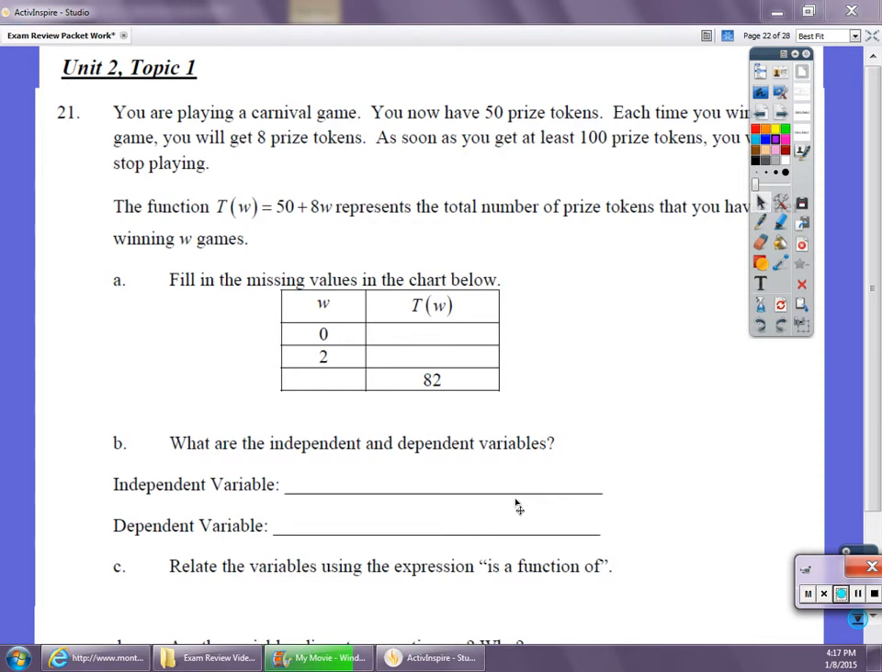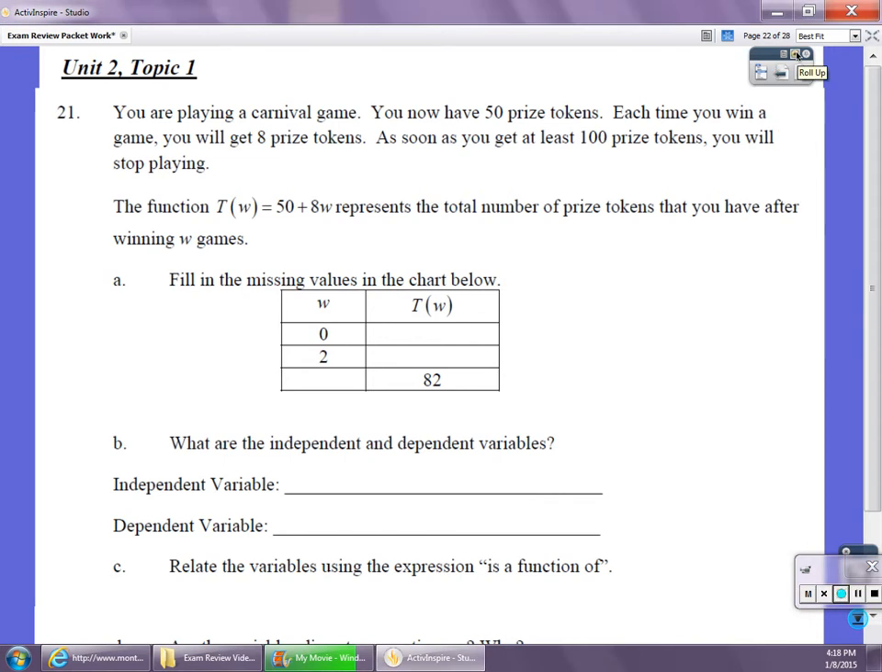Today we're going to be working on Unit 2, Topic 1, Question 21 from the Algebra 1A exam review packet. You are playing a carnival game. You now have 50 prize tokens. Each time you win a game, you will get 8 prize tokens. As soon as you get at least 100 prize tokens, you will stop playing.